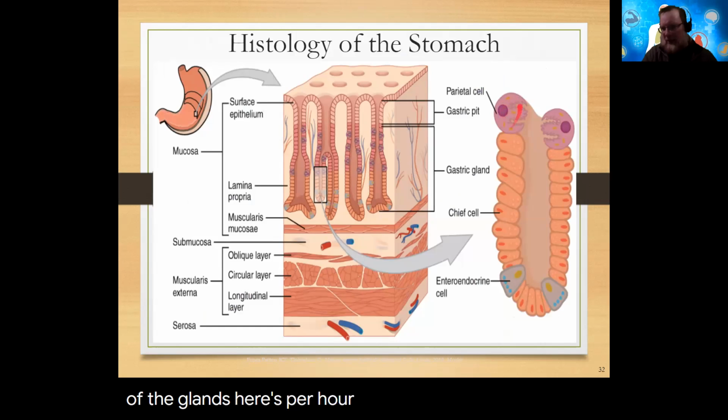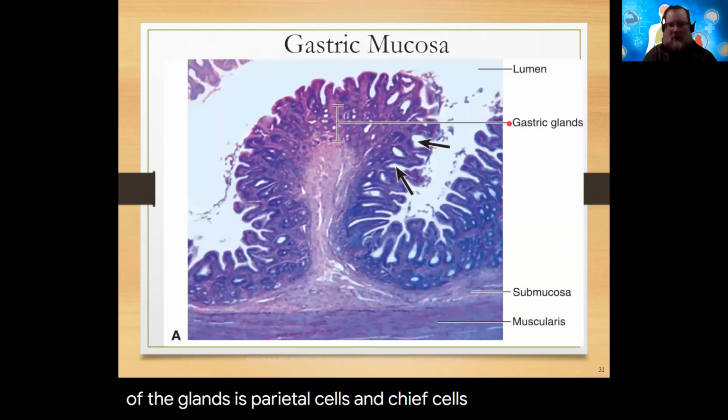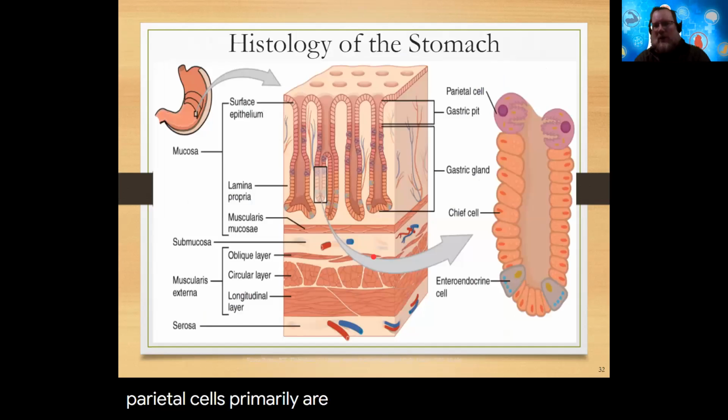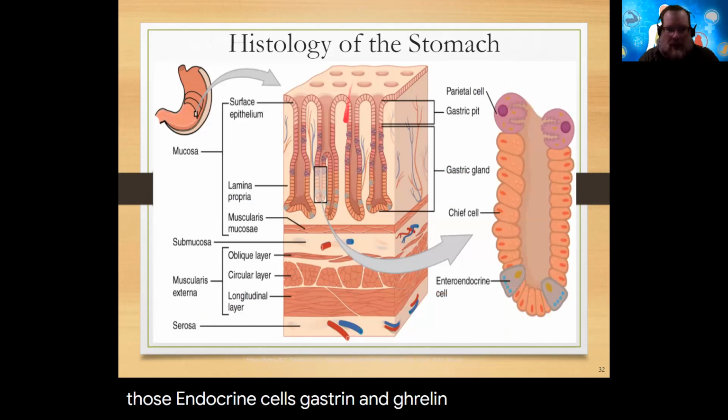Here's parietal cells and chief cells. Again, we're going to go back to this one. Chief cells are secreting enzyme. Parietal cells primarily are secreting hydrochloric acid. So they're spread throughout. We have some of those endocrine cells, gastrin and ghrelin. That's all in that mucosal layer, these big, deep grooves or pits. And then again, we see these rugae being formed.